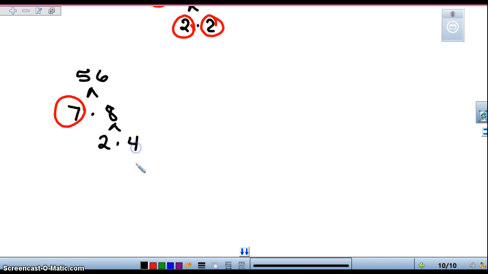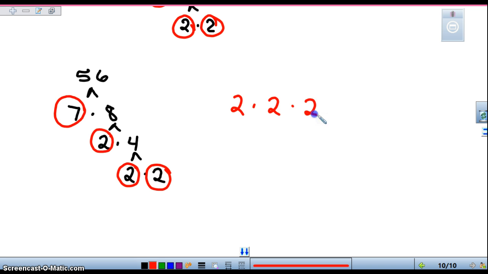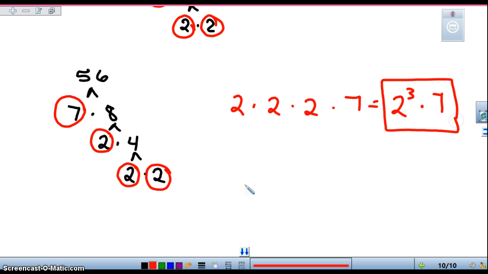2 times 4. Is 2 prime? Yes. Is 4 prime? So what prime number times something else? Well, 2 times 2, and they are both prime. This means that the prime factorization of 56 is equal to 2 times 2 times 2 times 7. This means 2 to the 3rd power times 7. This is the prime factorization of 56.